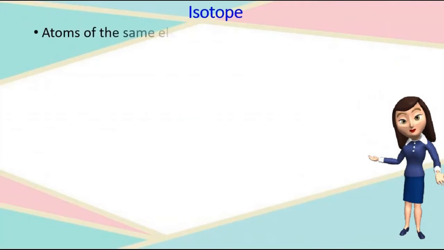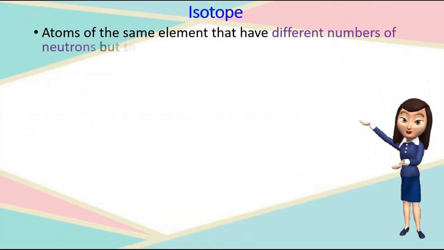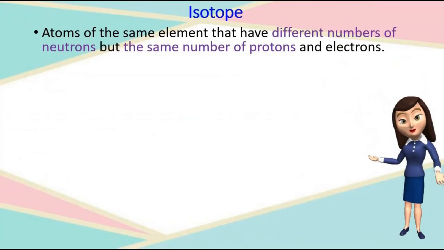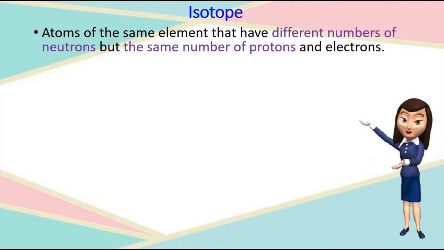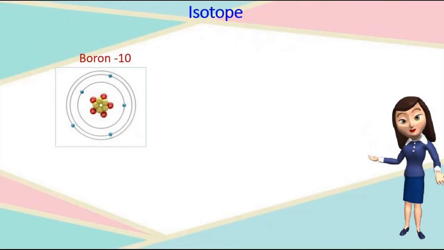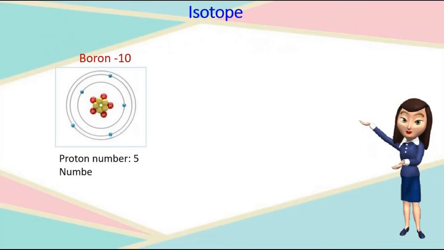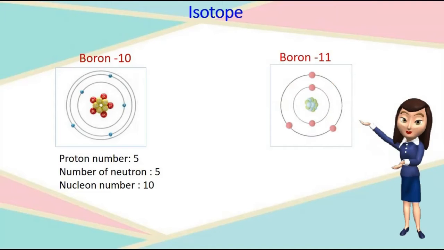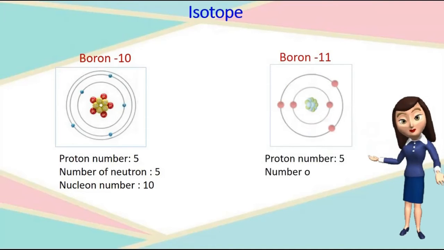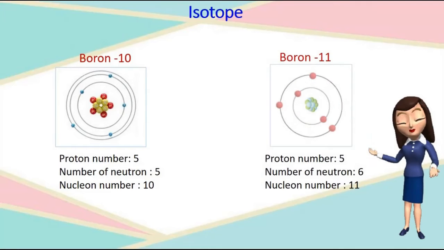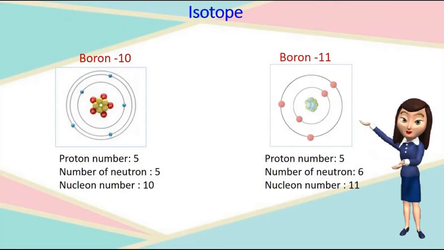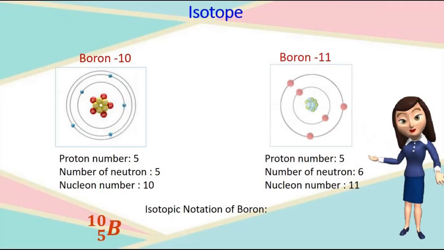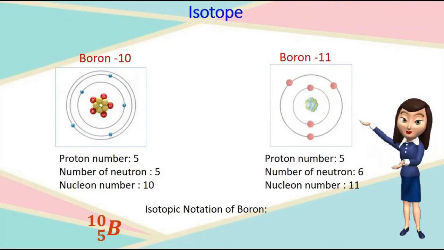Isotope. Isotopes can be defined as atoms of the same element that have different numbers of neutrons but the same number of protons and electrons. For example, boron-10 with proton number of 5, number of neutrons of 5 and nucleon number of 10, and boron-11 with proton number of 5, number of neutrons of 6 and nucleon number of 11. Both of these are isotopes of boron, where they have the same proton number of 5 but different numbers of neutrons.